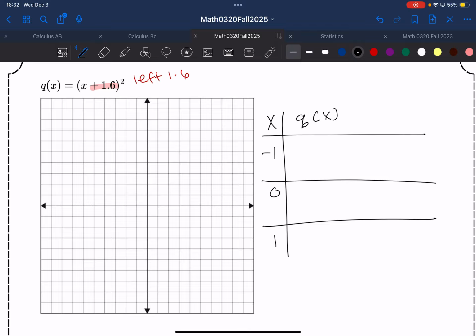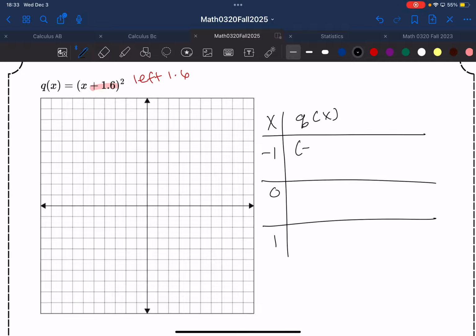So if I plug this in, I have X plus 1.6 squared. Sorry, go ahead. Q of X. Yes, I do. Many people add a tail at the end of the Q so you don't confuse it for a 9. That's how I typically write my Qs, but yes, got to add the fancy tail.